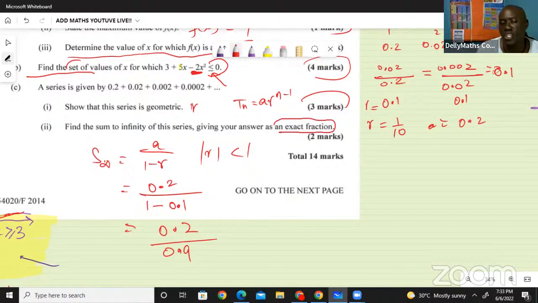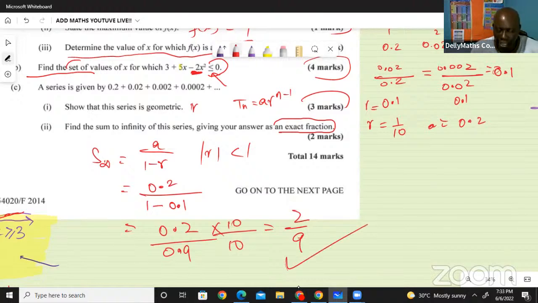From this, guys, they were the ones who said give me this as a fraction. I'm going to multiply the top and the bottom by 10 because I want to remove those decimals. So I'm multiplying the top and the bottom by 10 so that I will get 2/9 as an exact fraction, right? So remember, 0.2 over 0.9 as a fraction is 2/9. You could see I manipulated this by multiplying the numerator and the denominator by 10.